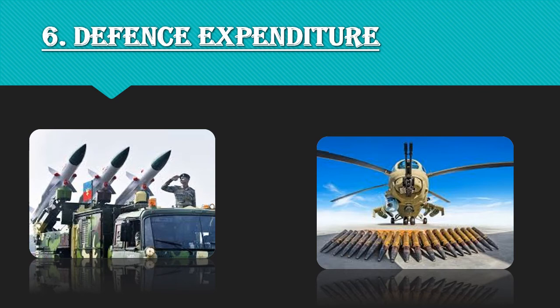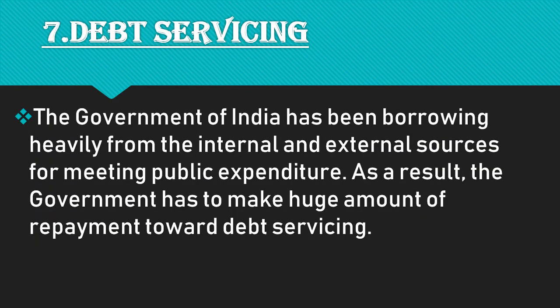Let's move to the next point. Debt servicing. I mean, the government has been borrowing heavily from both internal and external sources. As a result, the government has to make a huge amount of repayment toward debt servicing. So basically, you have to understand here that the money spent by the government on these types of expenditure is obtained from tax or non-tax receipts. You will learn that in the next video.